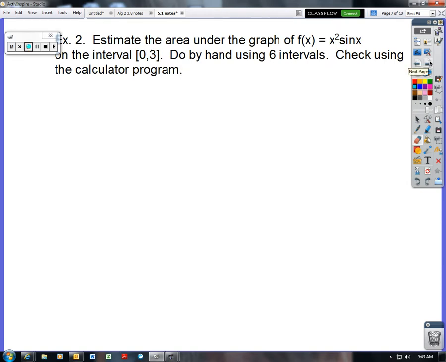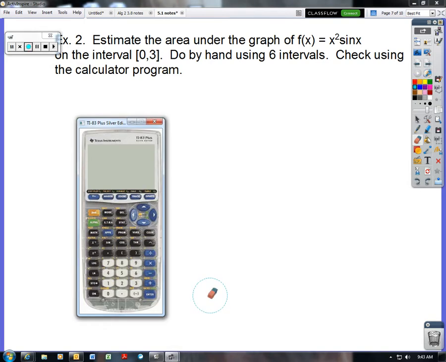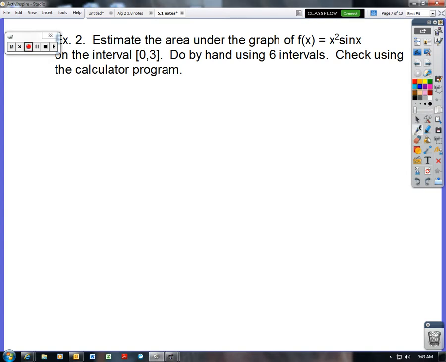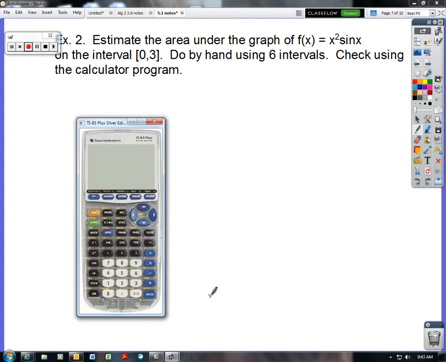Example 2, estimate the area under the graph. Okay, so let's graph this. Why is it doing that? Okay, there we go. I need to change to radian mode. Okay, we're in radian mode.